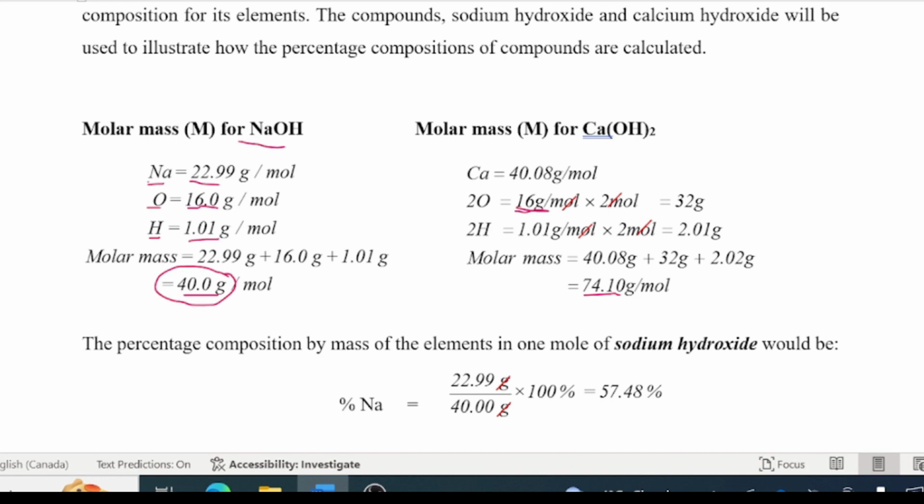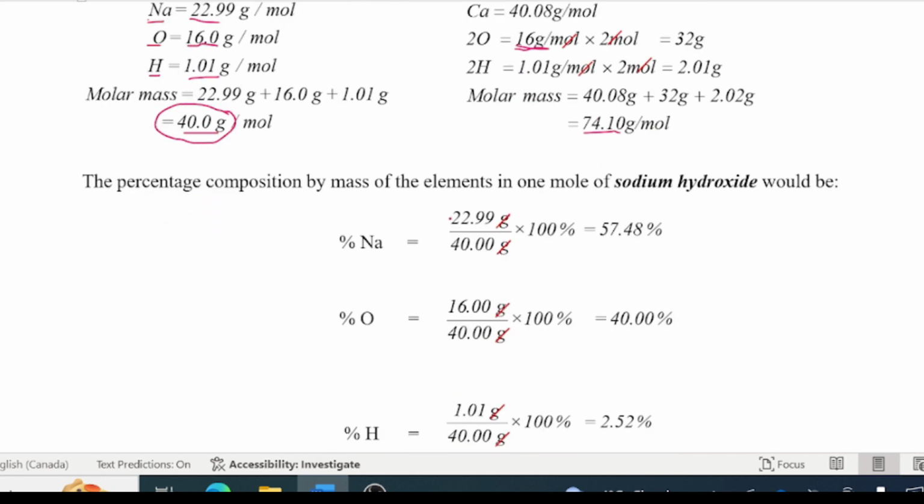Then we will do what? We will take the mass of each element here and put it over the total like we did for marbles. In those cases, the number of marbles added up to 100, but here the mass of the elements added up to 40 grams. So you take it for sodium, what sodium is, put it over the mass for this entire compound, and you multiply by 100 there, and you end up with 57.8%.